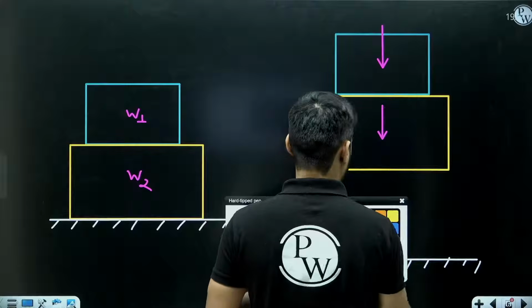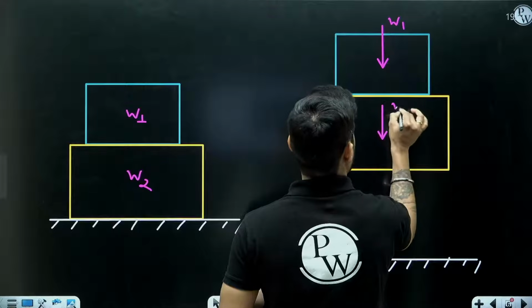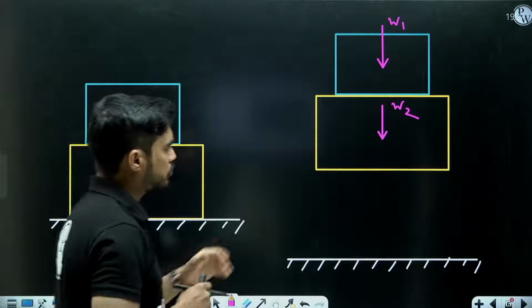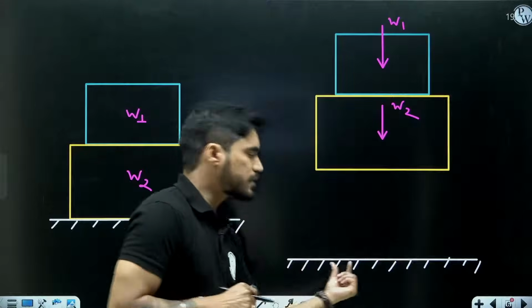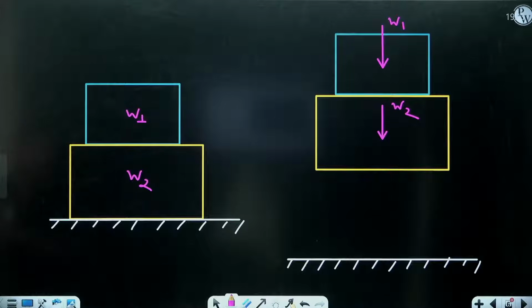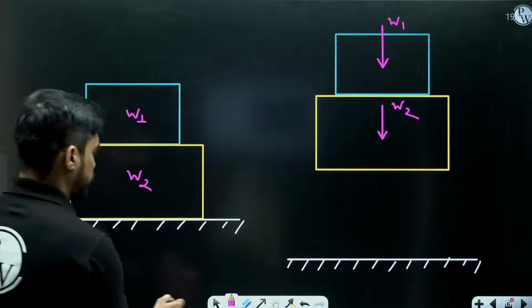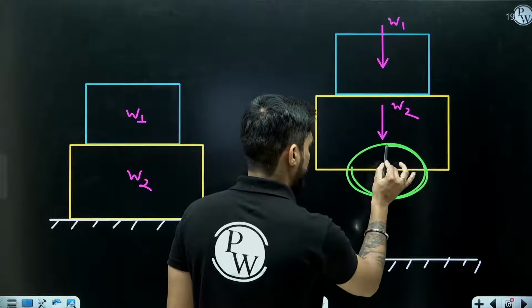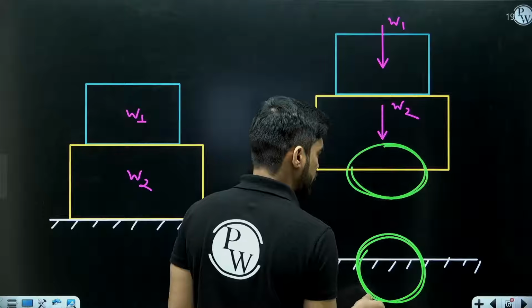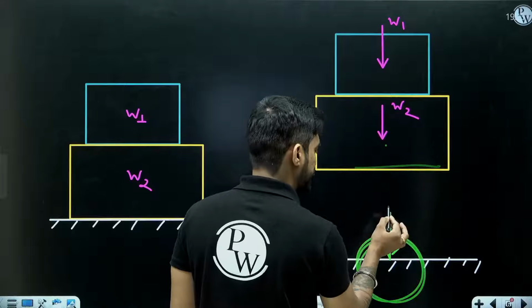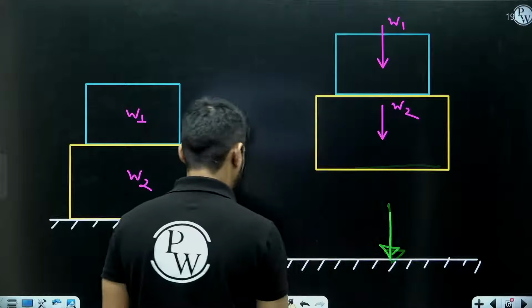This is W1 and this is W2. Now understand, we have isolated the yellow box from this surface. So I have to draw the interaction of the yellow box and the white surface, how they are interacting with each other. This yellow box is resting on top of this surface, so it is trying to push this downwards, right? The yellow box is trying to push this white surface downwards.